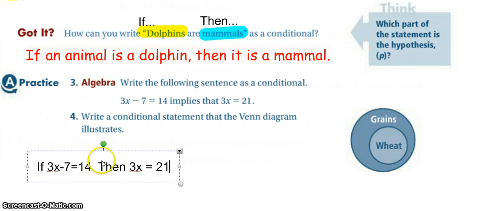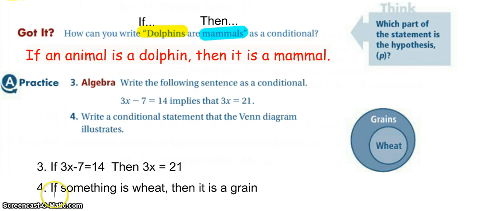So here we have kind of an algebraic if-then statement. Up here we see that our hypothesis is that 3x minus 7 equals 14. Our conclusion is that 3x equals 21. We could actually take this a step further and solve for x, but we're not asked to here. So if this equation is true, then this equation is also true, because all we did was add 7 to both sides. So we know this to be true, and that would be my if-then statement, or my conditional statement. So think about the conditional statement for number 4, pause the video, come back for the answer.